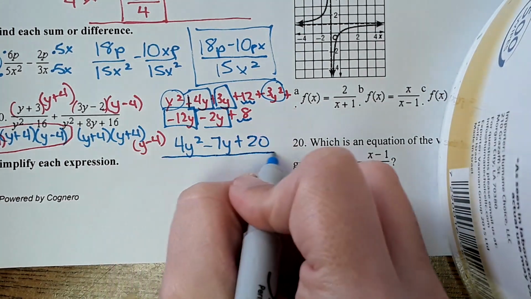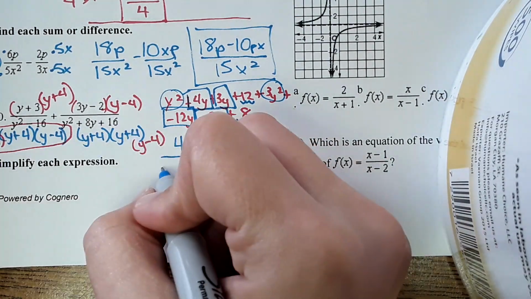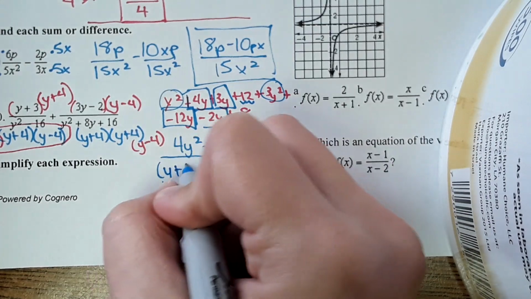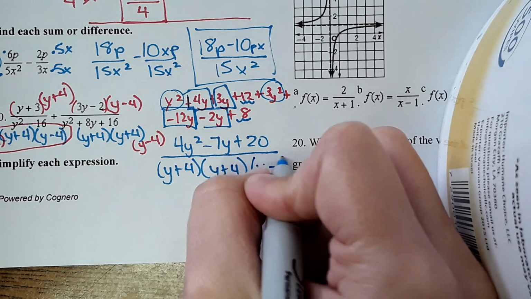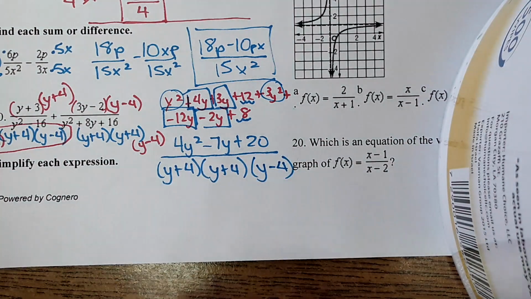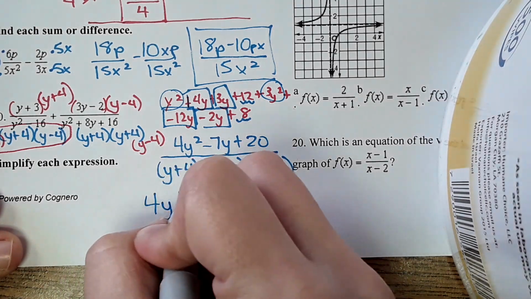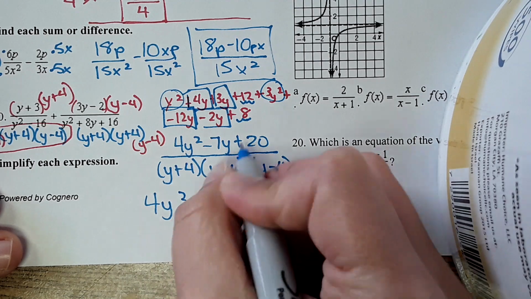And then I take this fancy equation and put it over my denominator. Y plus 4, y plus 4, y minus 4. We're getting smart. Okay, so that's your answer.